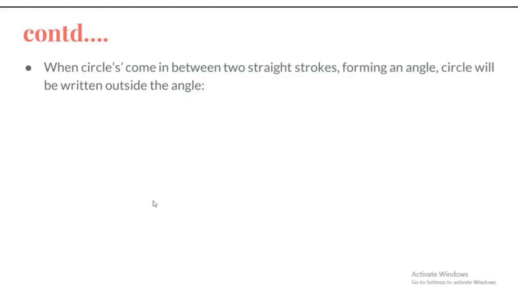In between two straight strokes, forming an angle, circle will be written outside the angle. Like when there are two straight strokes, they are cutting at a one place and making a corner. Then we have to write down the circle outside the two strokes. For example, task. T and K. आप देखिए when we are writing this T and K, task. Then this circle will be written making an angle outside the two strokes.